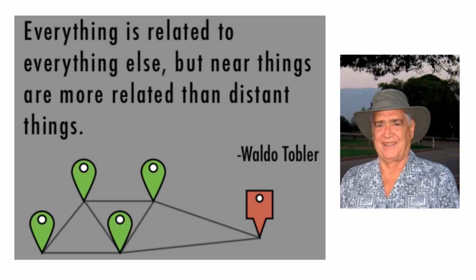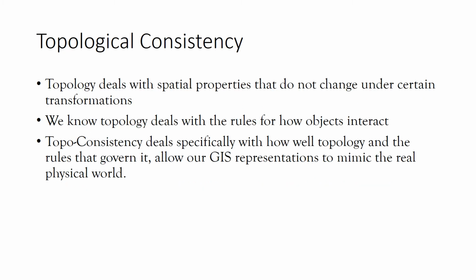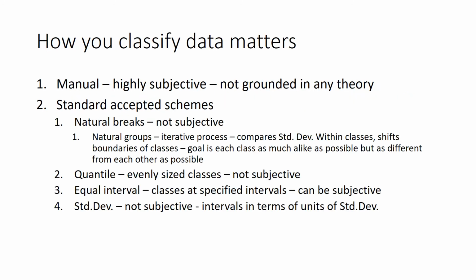First law of geography by one Waldo Tobler is always important. Hopefully you'll remember that. Everything is related to everything else, but near things are more related than distant things. You need to know what spatial autocorrelation is, and that it's basically what Waldo just said. Topological consistency, how well our GIS models mimic reality. Symbology, how we symbolize our data in the GIS.